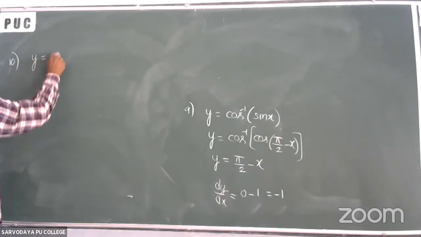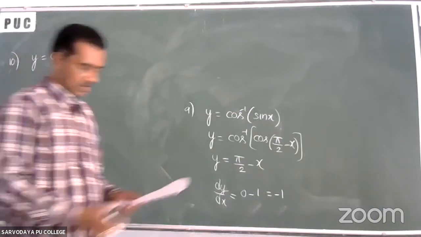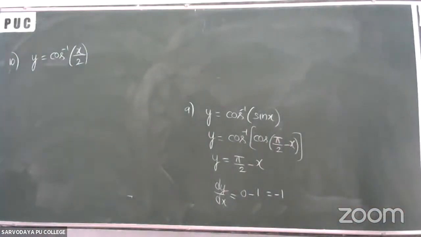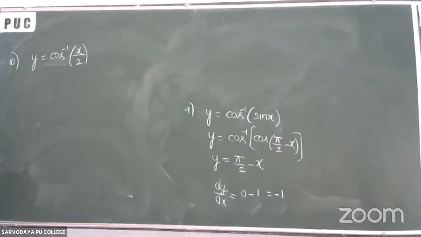y is equal to cos inverse of x by 2. See how simple it is. It is cos inverse of x by 2. Observe here carefully. This is the last problem in this substitution method, in the deleted portions topic. dy by dx.